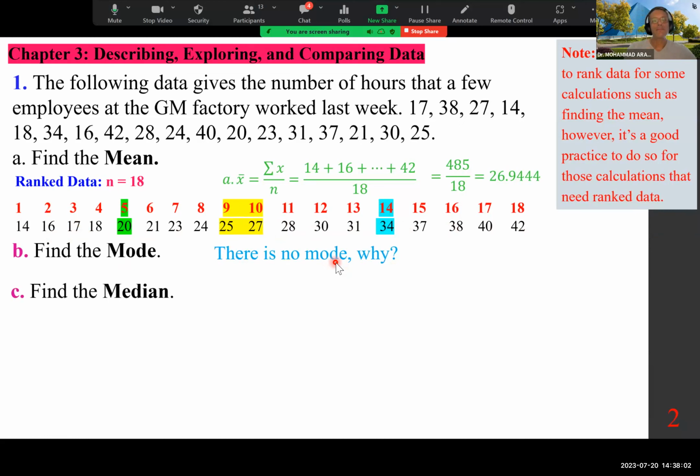Find the median. So median by definition, if you have ranked data, is the middle of the data, and it's right here. Because 18 is an even number, it's between these two numbers. So what do we do? Add them up, divide by 2. So the median is 25 plus 27 divided by 2, which is 26.